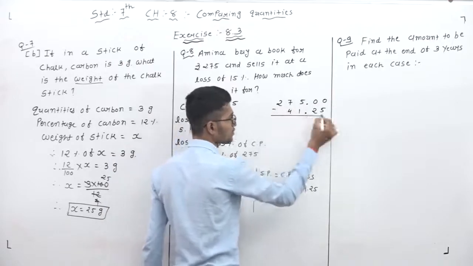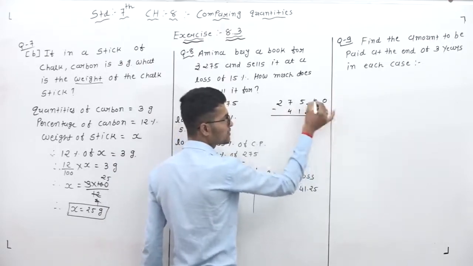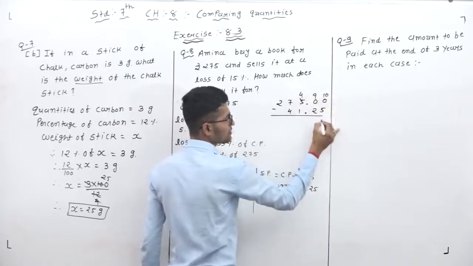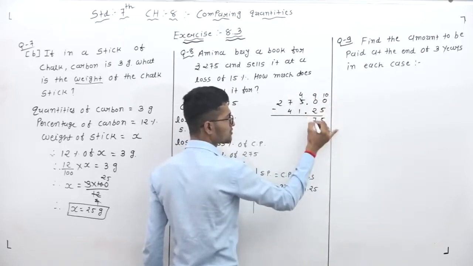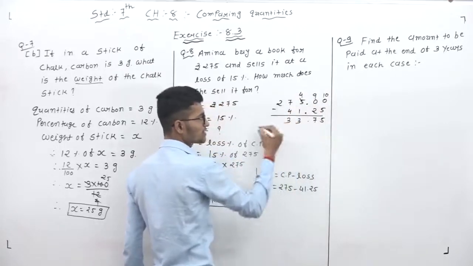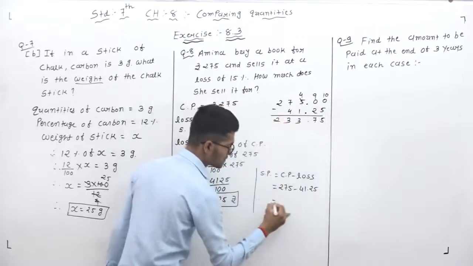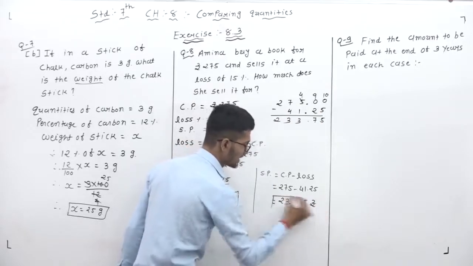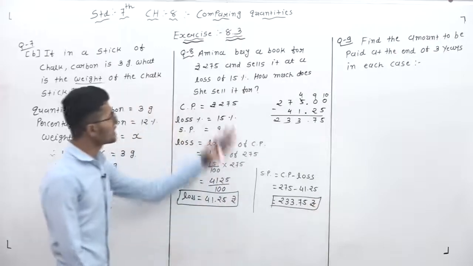Now subtract these two. 0 minus 5 is not possible, so 5 cut, here 4, here 9 and here 10. 10 minus 5 is 5, 9 minus 2 is 7, 0.4 minus 1 is 3, 7 minus 4 is 3, and 2 is as it is. It means 233.75 rupees is the selling price. So what is the selling price, dear students?